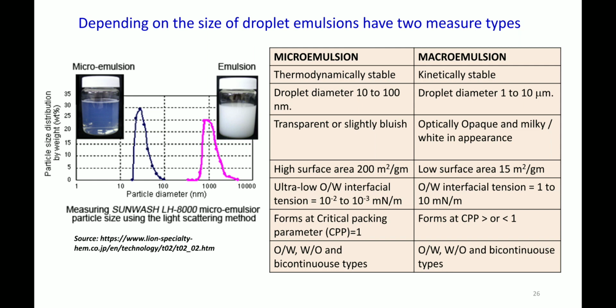In this slide, you can clearly visualize the difference between the microemulsion and emulsion, or the microemulsion and macro emulsion. Depending upon the size of the droplet, the emulsions have two major types. The size of the droplet means the size of the micelle. So depending upon that, we can have two types of emulsion: one is the micro emulsion and second is the macro emulsion.